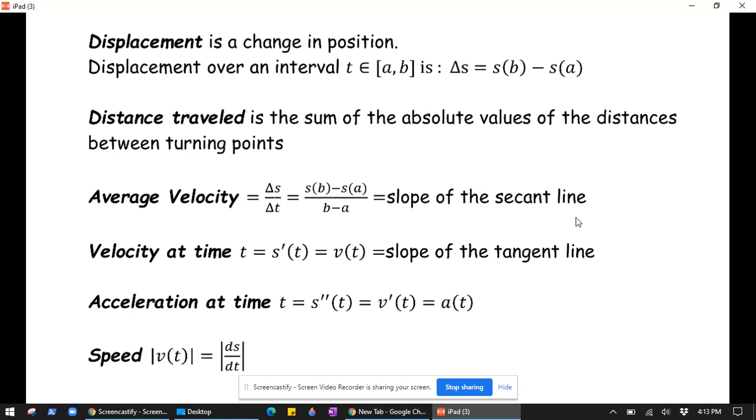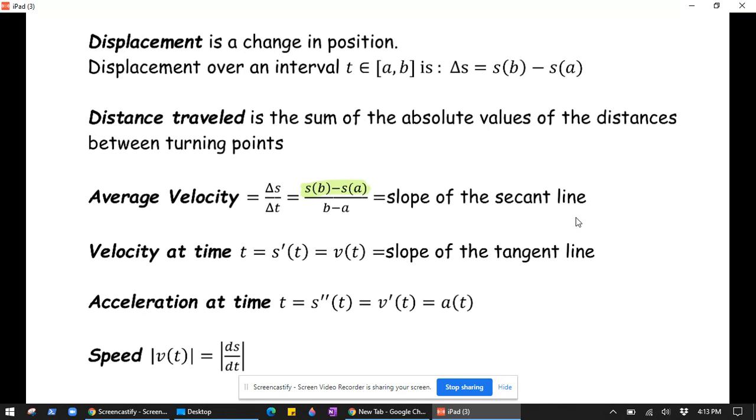We have average velocity, which is a change in position over a change in time. Notice the average velocity formula does not involve the velocity function, and that's because you're dividing a change in position by a change in time, and so your units end up being something like feet per second.